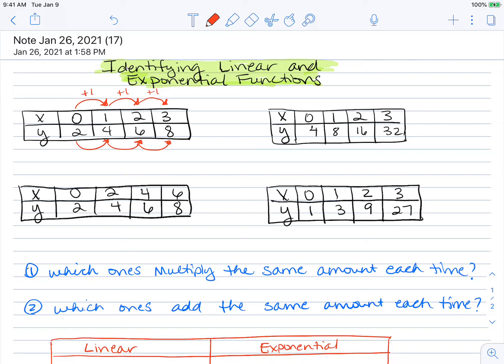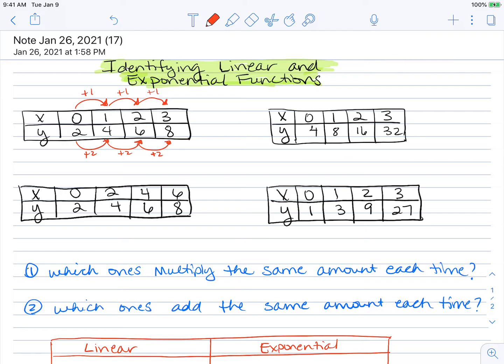So I'm going from 2 to 4 to 6 to 8. And it looks like I'm adding 2 every time. So if I take 2 and I add 2, I get 4. If I take 4 and I add 2, I get 6. If I take 6 and I add 2, I get 8. Okay.